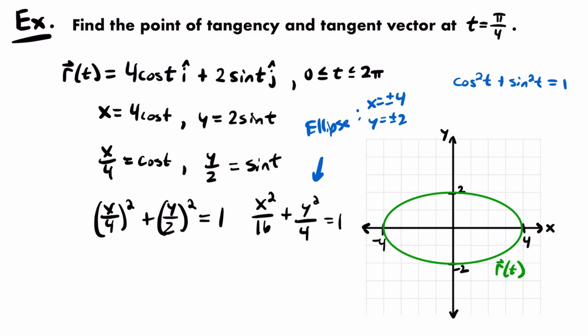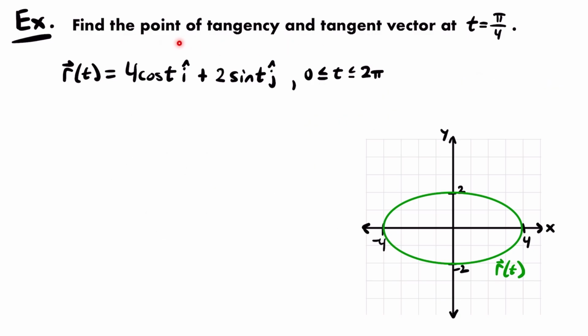Okay, but now that we have sketched our vector function, we now have a visual to go along with our work of finding the point of tangency and tangent vector, so we can make sense of what we're doing here. And so now let's actually work on finding those two things. To start, let's find the point of tangency. We just have to plug this value of t into our vector function.